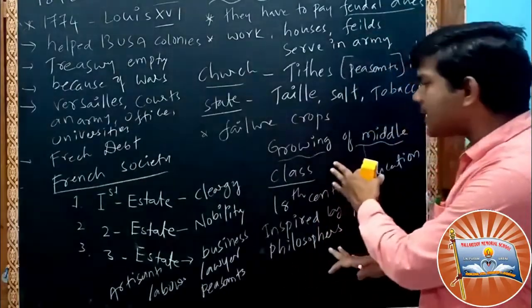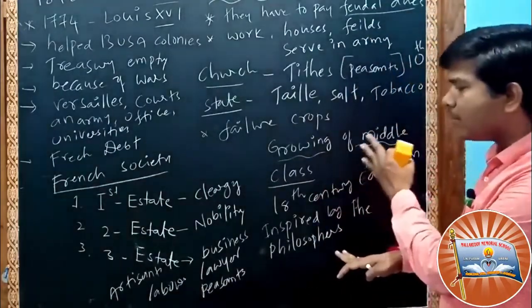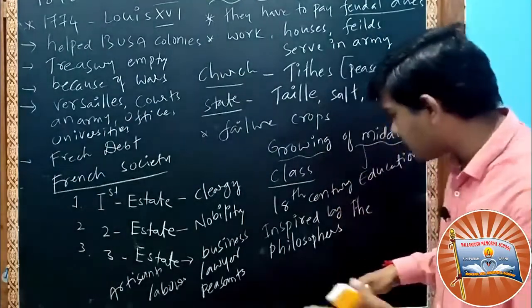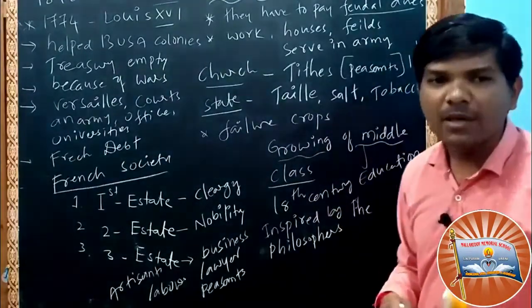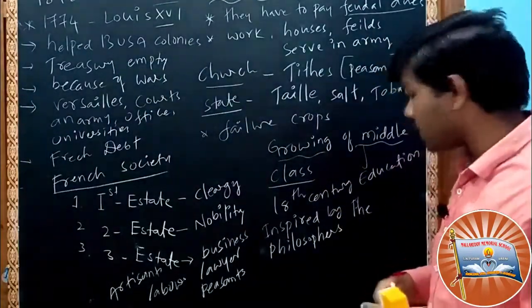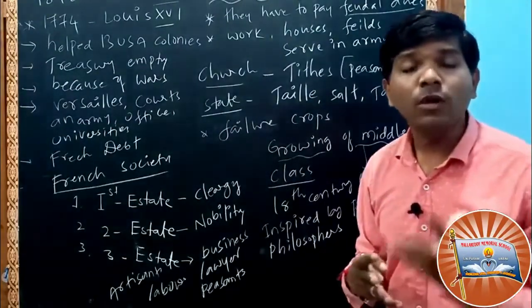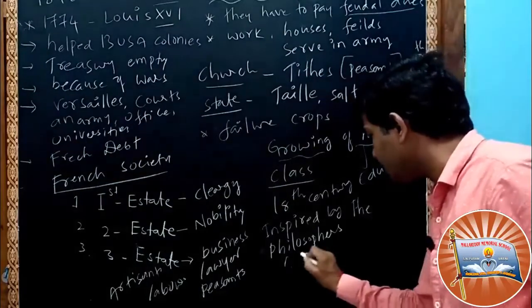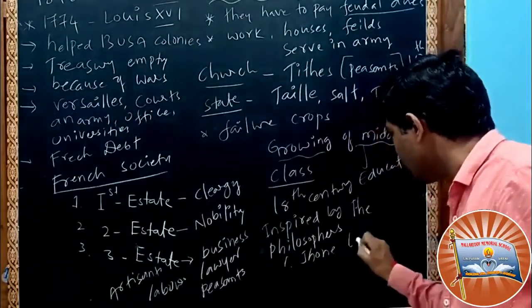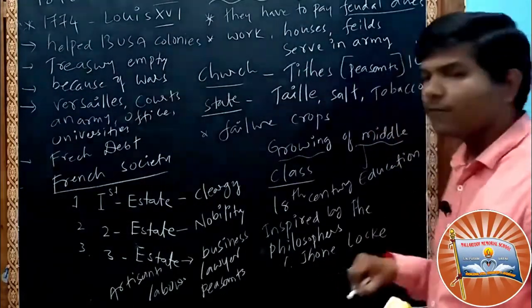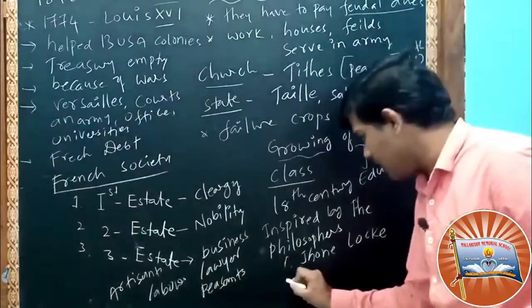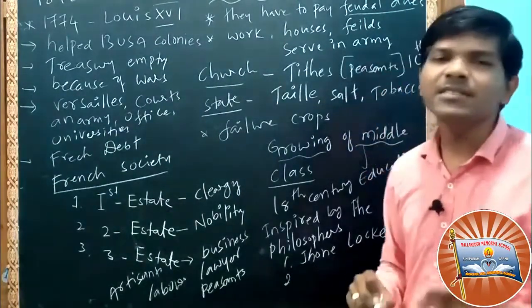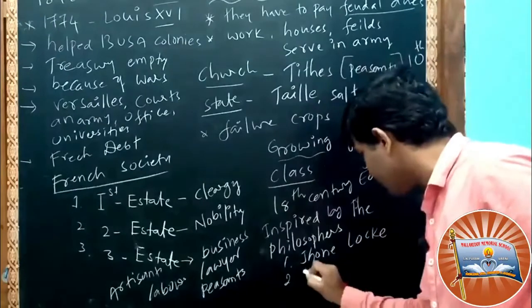In this 18th century, the majority of the middle class people were inspired by the ideas of the philosophers. Sir, who are their names, sir? First person was John Locke, philosopher John Locke. Second one is Jean-Jacques Rousseau.